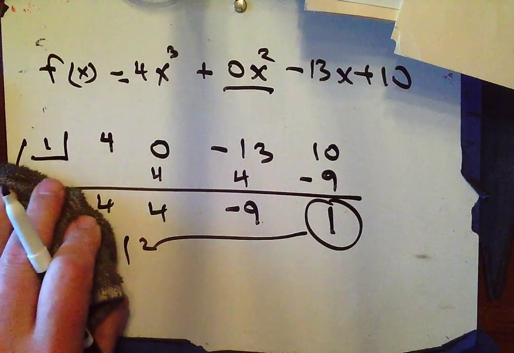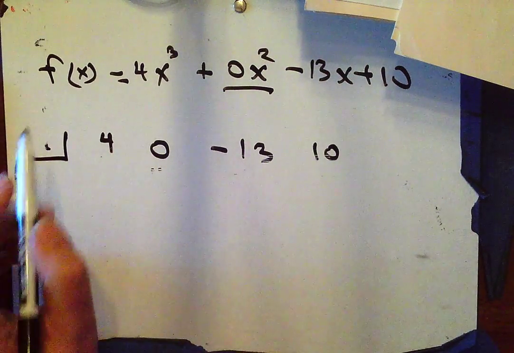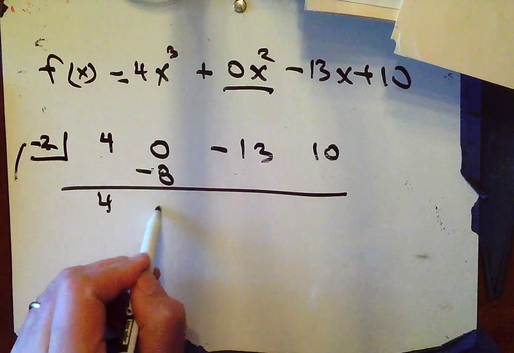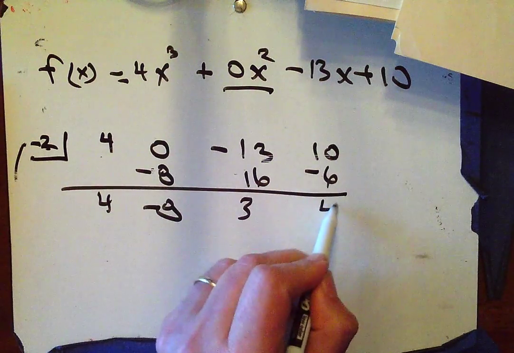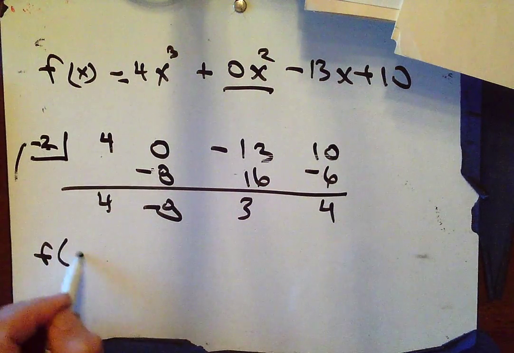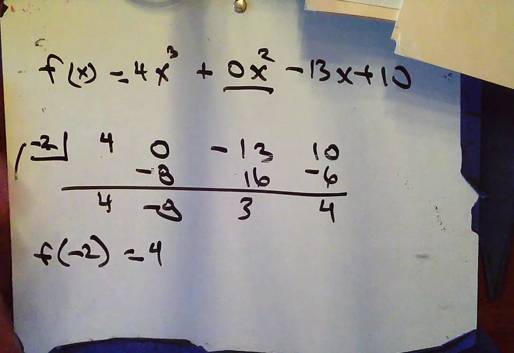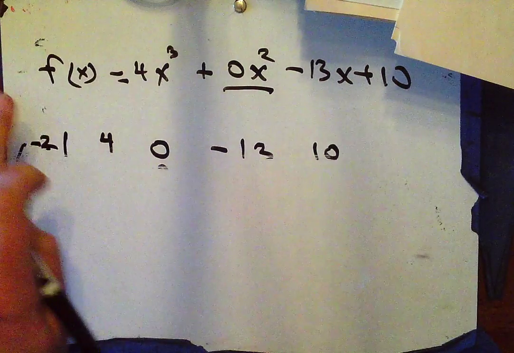And I noticed that we're going to have to do this a couple more times. Second time, we're doing it with -2. 4, -8, -8, 16, 3, -6, 4. And so I know that f of -2 is going to be 4 by the remainder theorem. It's pretty fast, especially when I come to something like 1/2.